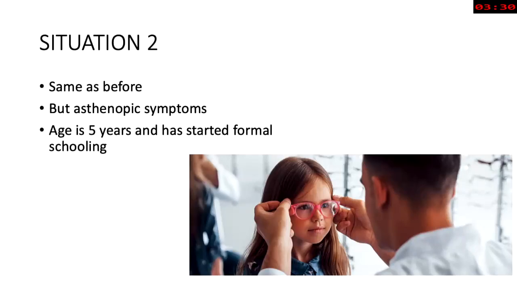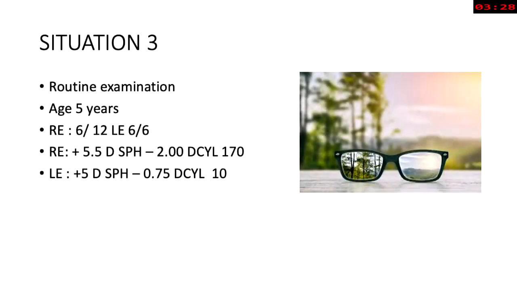Yes. So going to the next situation, it is a routine examination. The child's age is 5 years. The right eye vision is 6 by 12. The left eye is 6 by 6. When we do retinoscopy, there is plus 5.5 diopter spherical with a -2 cylinder in the right eye, and the left eye has plus 5 diopter with a -0.75 cylinder. So going from the retinoscopy, the astigmatism seems to be the problem. So giving the minimum plus with a full correction for astigmatism would be the way forward, with exercises.